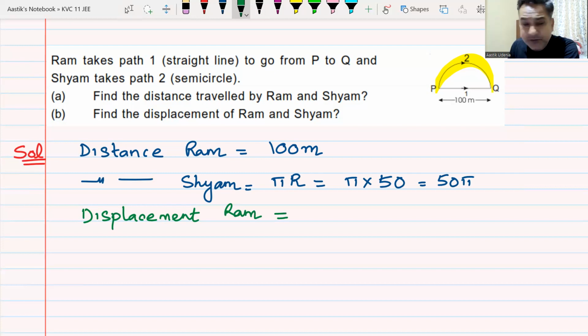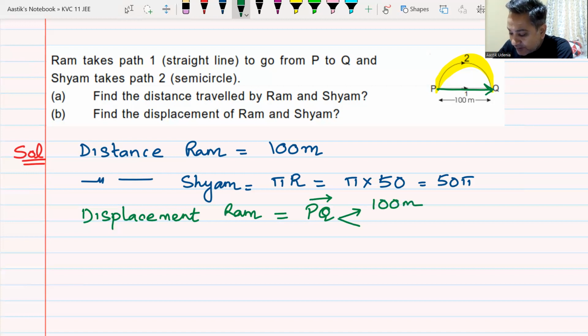Yes, what is the displacement of Ram? 100 meters, sir. To find the displacement of Ram, we must join the initial position to the final position. That is the PQ vector. Do we understand this? I can now write that the magnitude of this PQ vector is 100 meters, and you can write the direction along the plus x-axis.